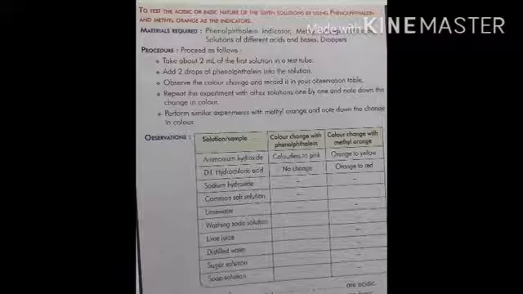Now the lime juice is acidic, so with phenolphthalein colorless to colorless, and with methyl orange orange to red. You will write all this and fill it in your textbook.